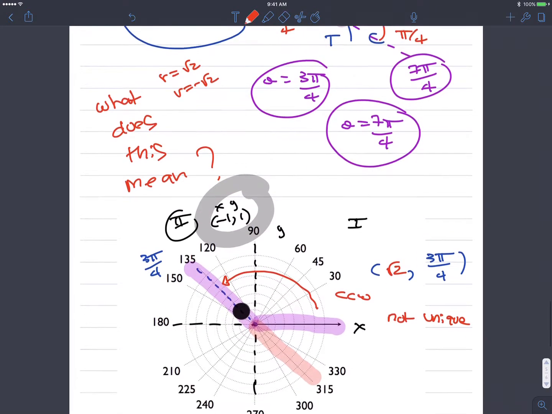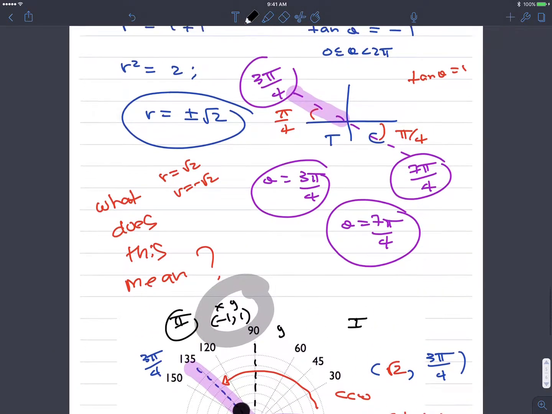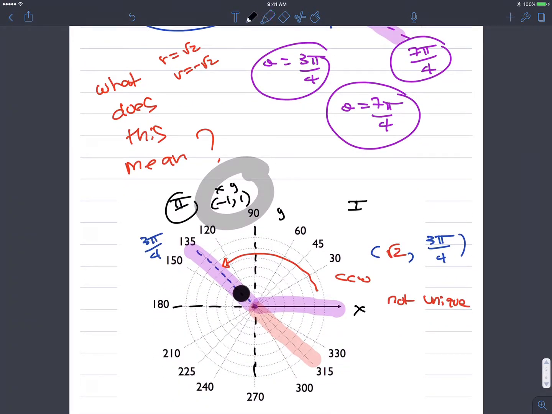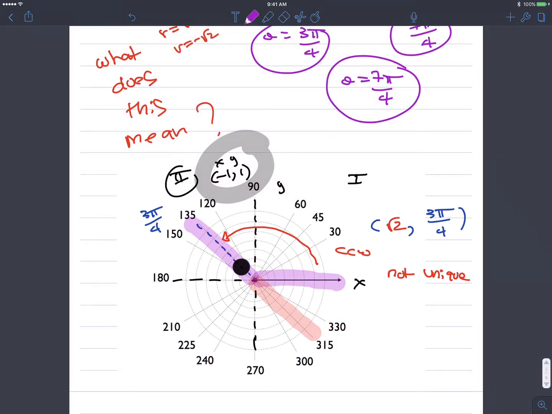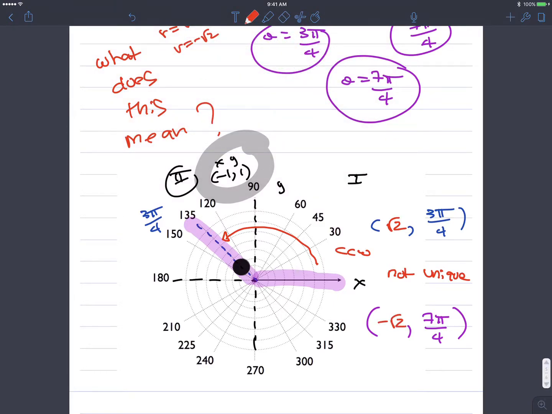Now you might say, well, how can I also describe that? Let me tell you how you can. If I took the angle 7 pi over 4, right over here, I'll erase this, and let's take this angle, 7 pi over 4. Is that a solution? Yeah. So I can say 7 pi over 4 is my angle theta, but what would the radius have to be now? Negative. Good.